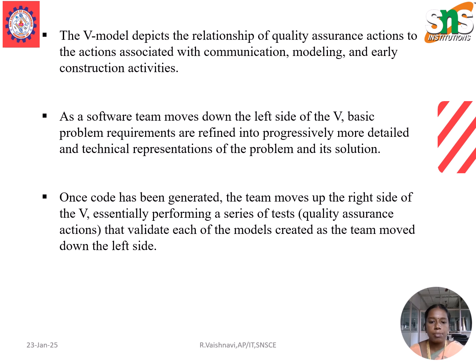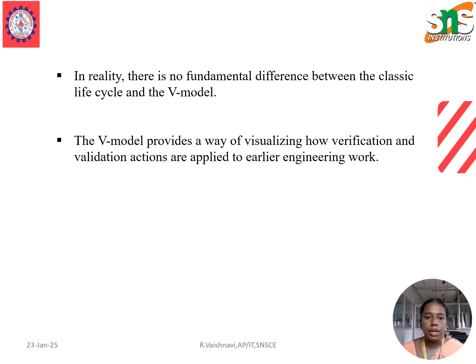Once the code has been generated, the team moves up the right side of the V, essentially performing a series of tests, that is quality assurance actions, that validate each of the models created as the team moved down the left side. In reality, there is no fundamental difference between the classic life cycle and the V model. The V model provides a way of visualizing how the verification and validation actions are applied to earlier engineering work.